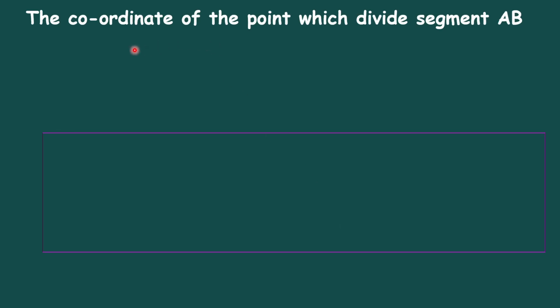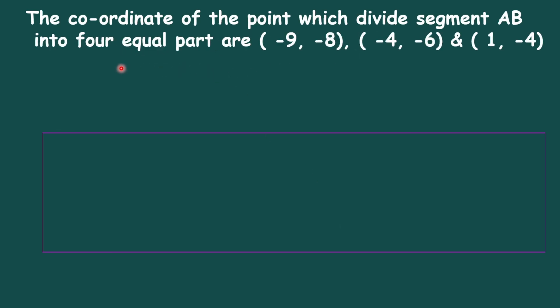Therefore the coordinates of the points which divide the segment AB into 4 equal parts are negative 9 comma negative 8. The coordinate of second point is negative 4 comma negative 6, and coordinate of third point is 1 comma negative 4.